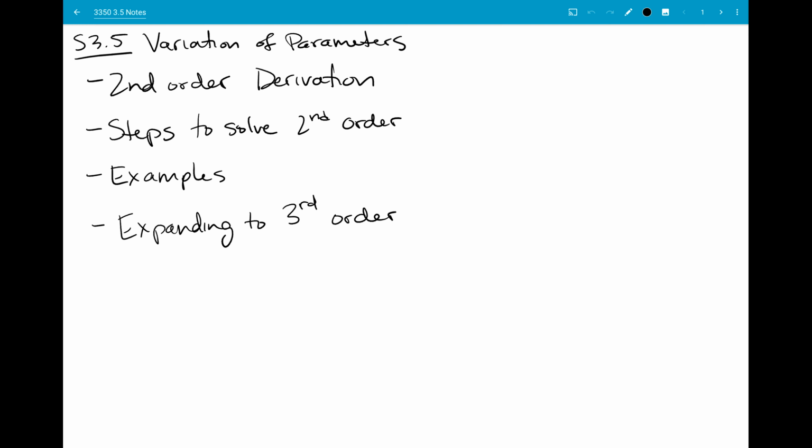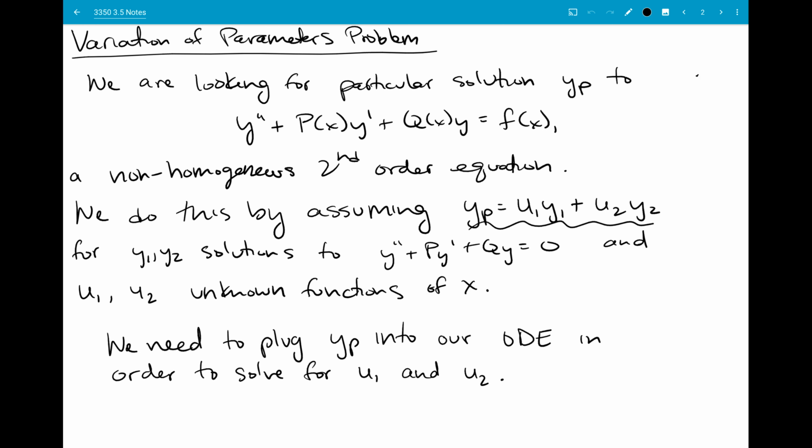Okay, here's our wrap up on variation of parameters. So at the start, I said that we would work through a second order derivation. We would recap with the steps to solve second order, do a couple examples, and then expand to third order. And so we started off by explaining the problem we're solving.